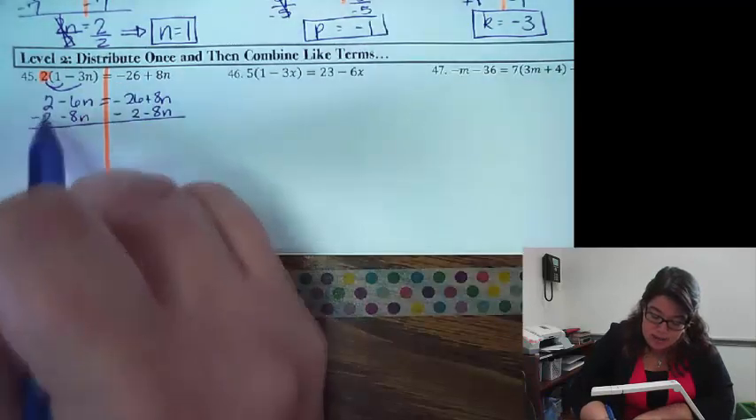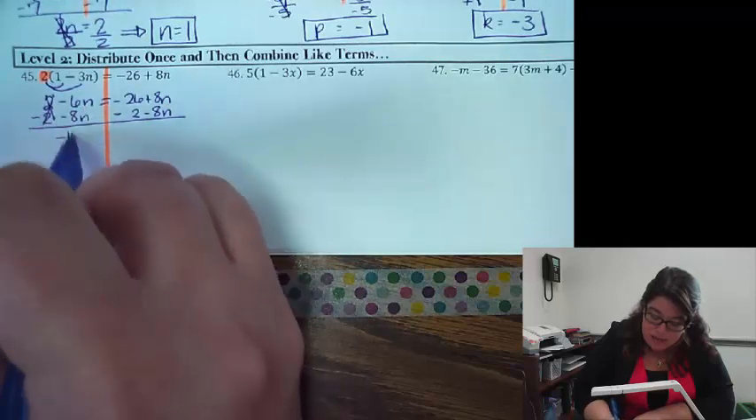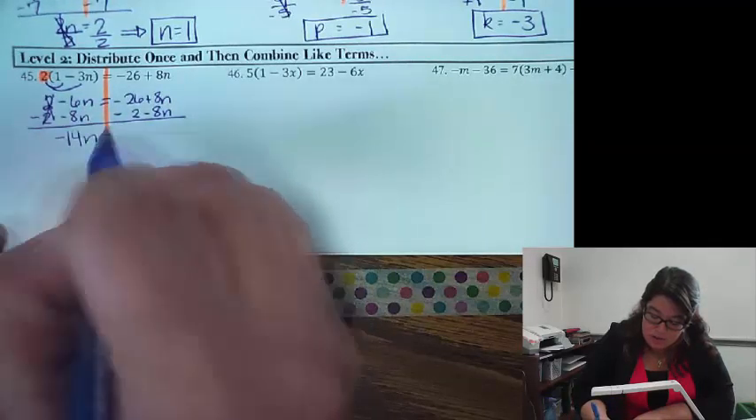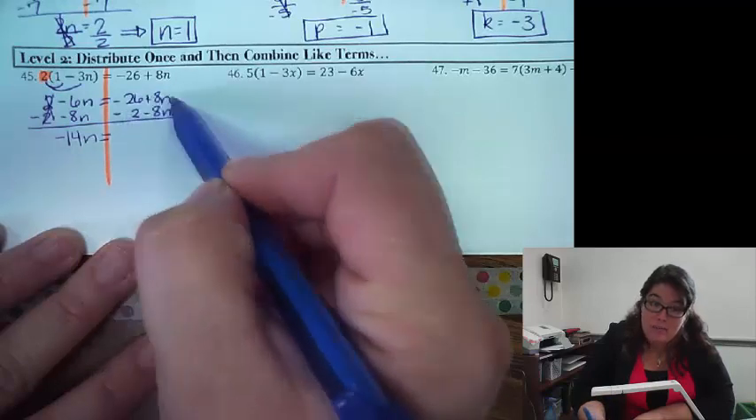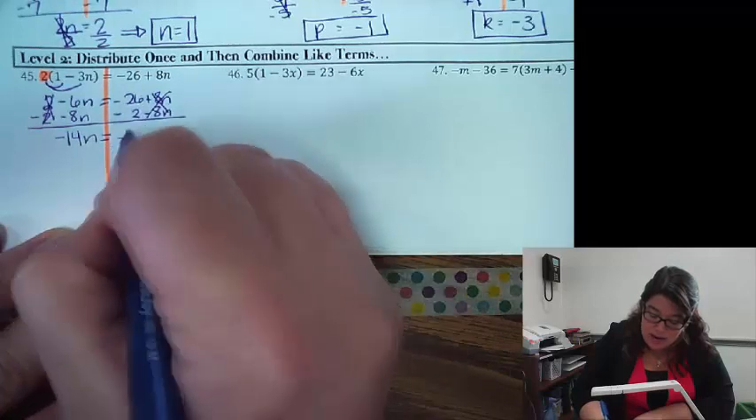Now, let me combine all of these. 2 and negative 2 will cancel. Negative 6n and negative 8n will become negative 14n equals, over here, my positive 8n and my negative 8n will cancel, and negative 26 minus 2 is negative 28.